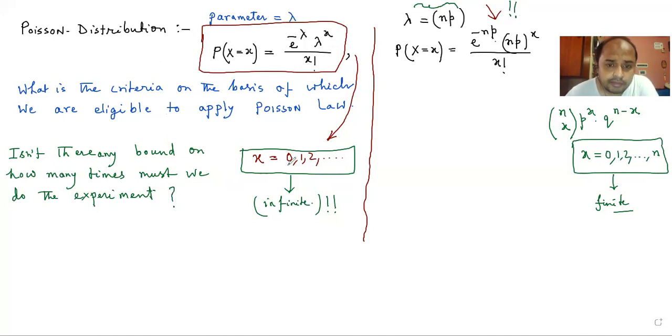But from this particular expression, where x is taking values from 0 up to infinity, it is a matter of question what value of n we must choose. Now the answer to this question: there is no bound on observing things in the case of the Poisson probability law. I do not know how many times I must do the experiment to get a success. It is not known to me.